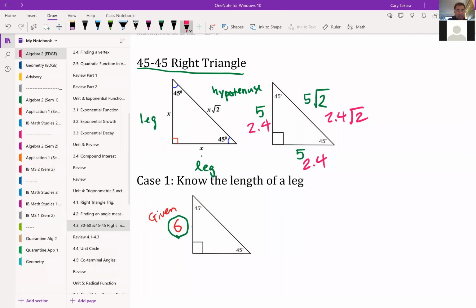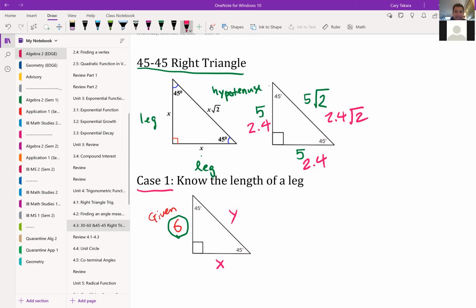So case study 1. There are 2 cases for a 45-45 triangle. One type of question is that I will give you one of the legs. And this is probably the easy one, okay? Then you should be able to find all the rest of the sides, okay?